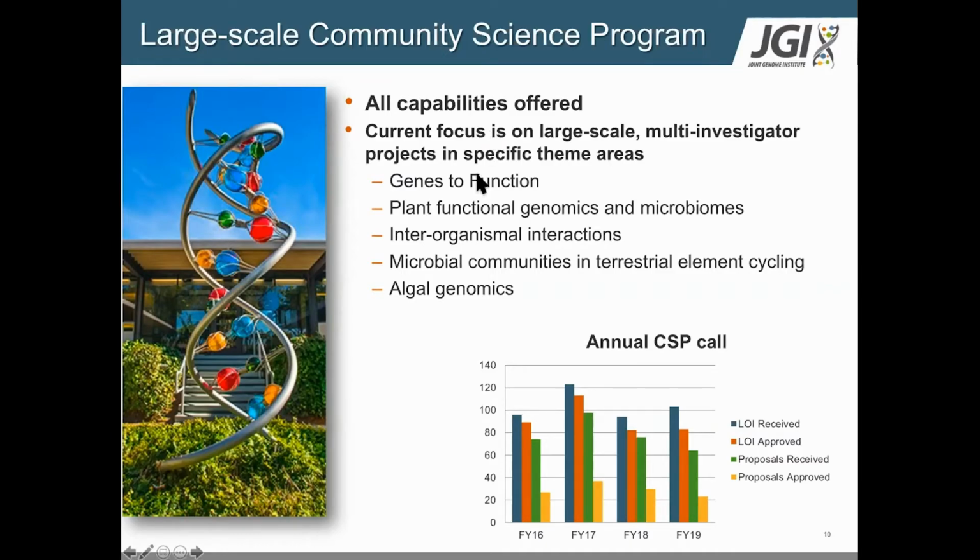And these are some of the specific theme areas that we've been encouraging proposals to focus on. So I'm not going to read those out. I'll just point you to this, and this gives you an idea of the success rate of individual programs. And so the success rate for the large scale community science program is 35%. So in terms of the proposals that are ultimately approved, it's pretty good at 35%.